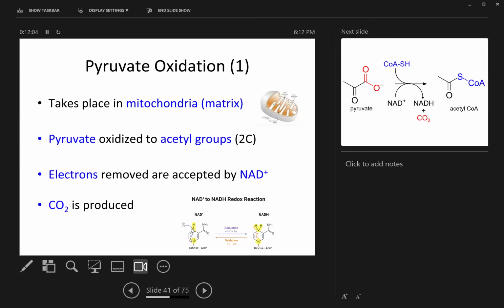Any electrons that are removed in pyruvate oxidation, meaning hydrogens, NAD plus is going to pick them up. So it's going to go from its oxidized state of NAD plus, it's going to get reduced by accepting that hydrogen, and it'll be NADH. Good so far?